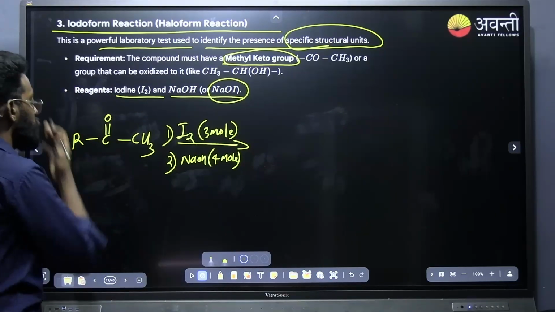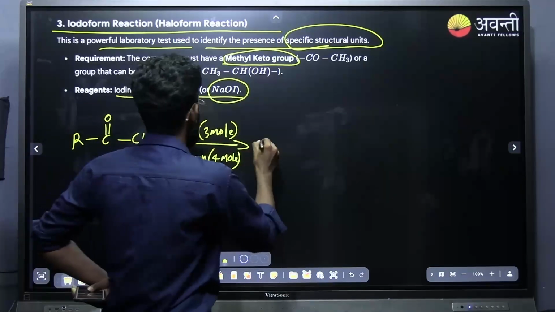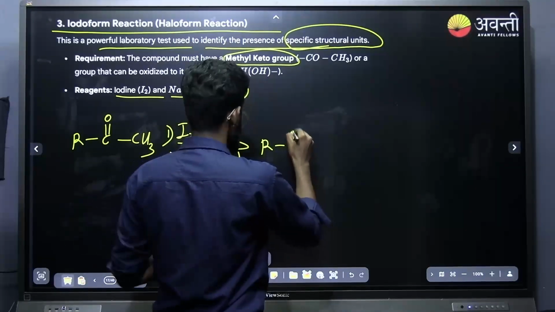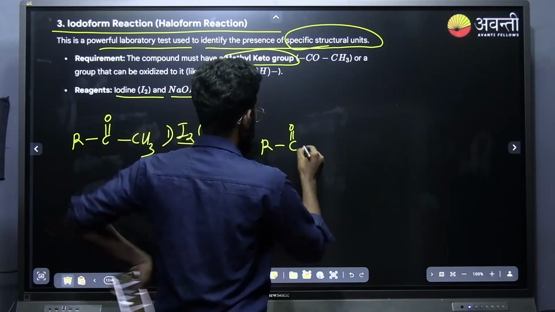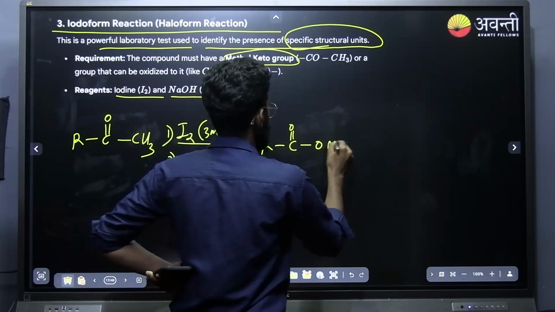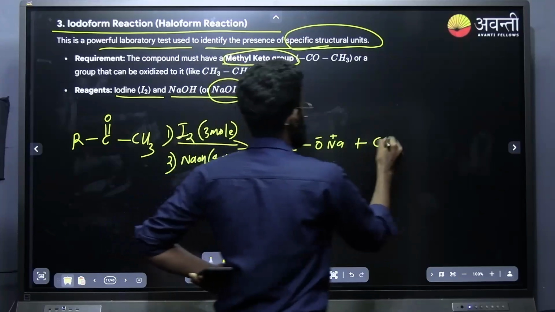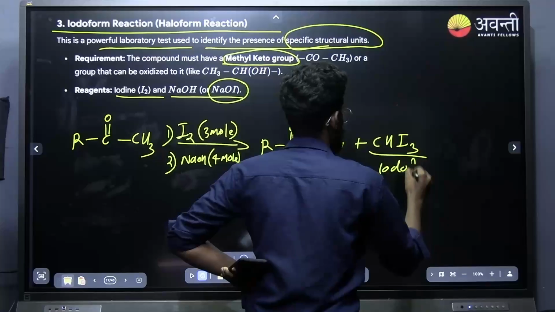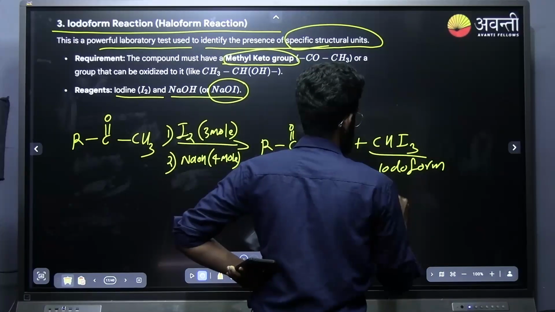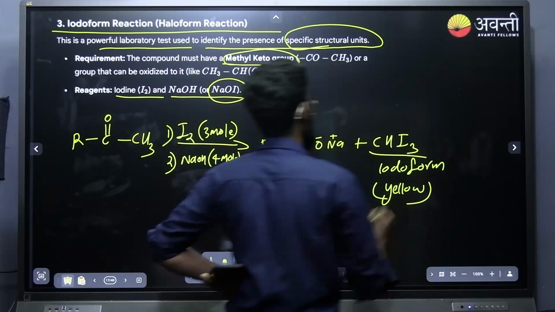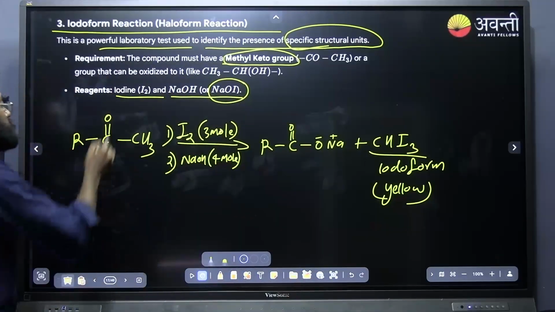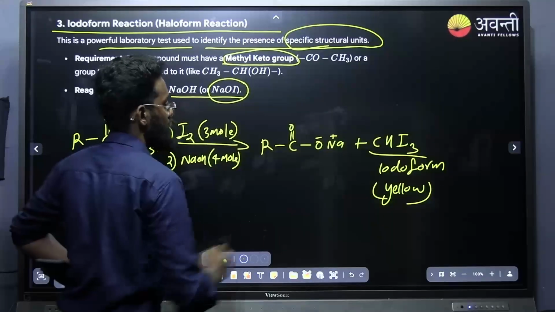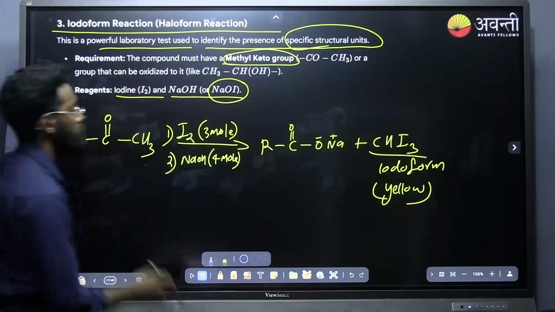And on doing this, what will I get? I will get iodoform plus a solid salt, the sodium salt of the acid. CHI3 is iodoform, which is yellow in color. That is, the carbonyl part will be converted to the acid salt, and the remaining part will be converted into CHI3.